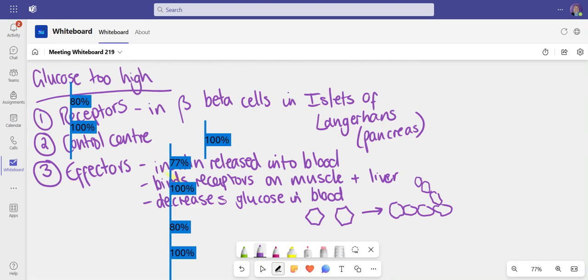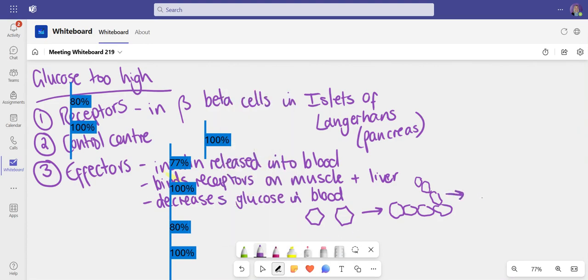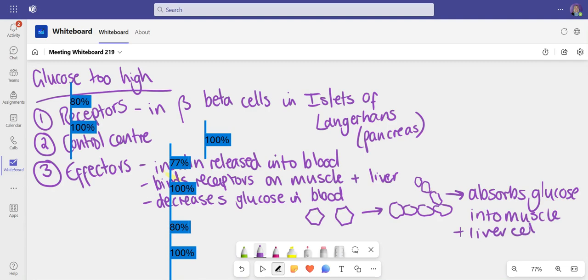So it decreases the glucose in the blood by converting it. The first way that it does that, what the picture shows, is that it absorbs the glucose into the muscle and liver cells and joins the glucose molecules to make glycogen. And that's how we store glucose, as glycogen.